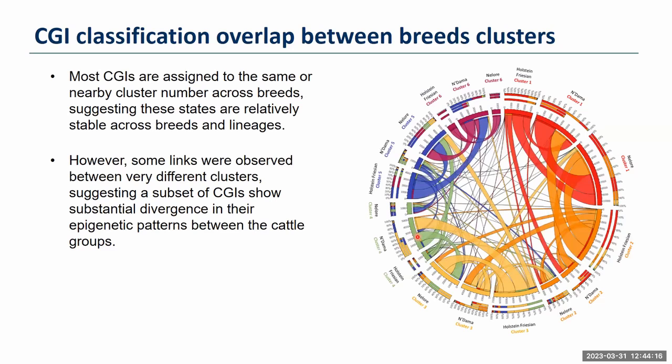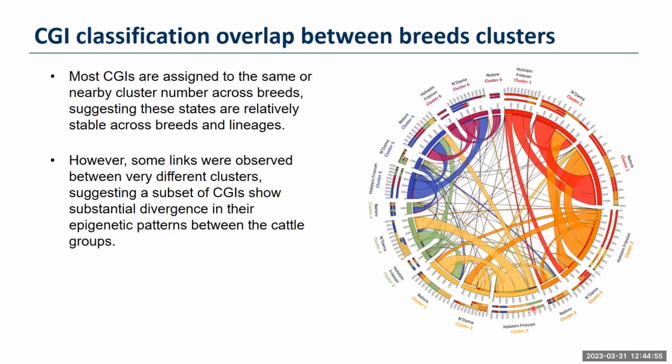the different breeds. So the ribbons show where there's overlap in the CpG islands. Those that are going to nearby clusters demonstrate that these CpG islands have very similar epigenetic profiles, whereas ribbons that are cutting across the circles plot have more diverse epigenetic profiles between the breeds. So for example, this yellow ribbon here, these CpG islands are classified in cluster 5 for the Nelore, but for the Holstein Friesian, they're classified in cluster 3, suggesting that there are some CpG islands with very diverse epigenetic profiles between the breeds.